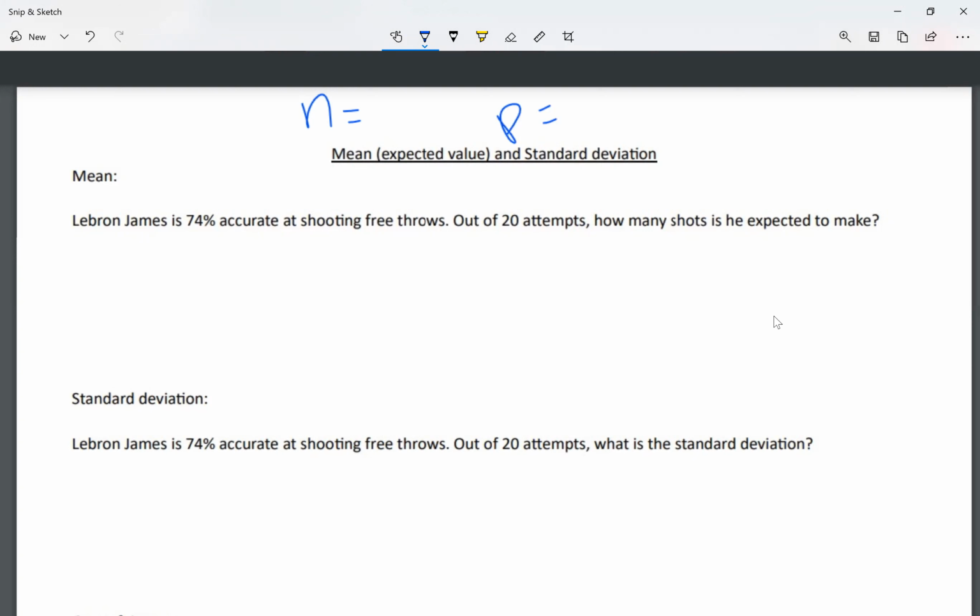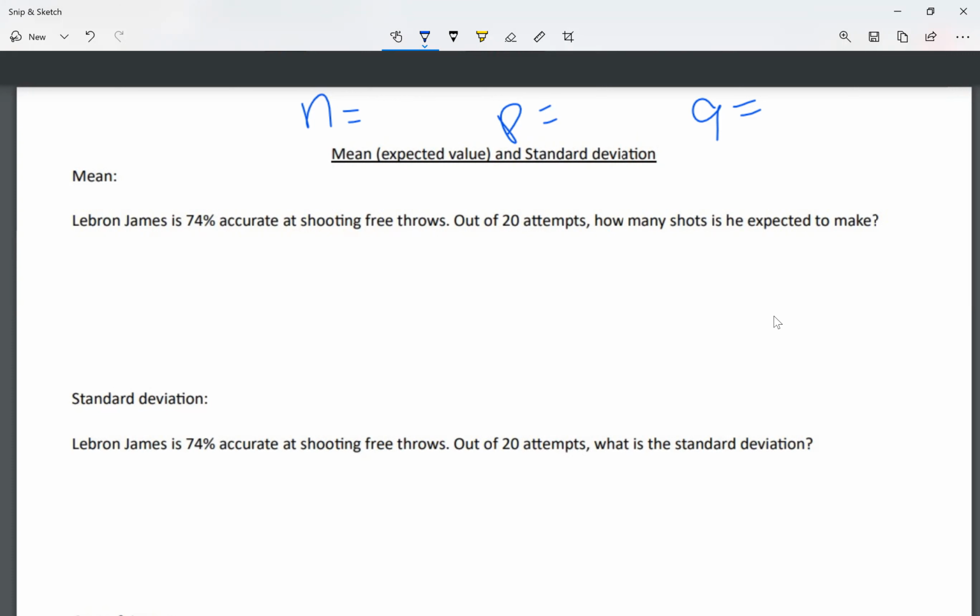All right, we know that LeBron James is 74% accurate at shooting free throws, so the probability of success is 0.74. However, we've also been dealing with q, so let me remind you, q is the probability of failure. If LeBron James shoots 74% of his free throws, he misses 26%, or 0.26.